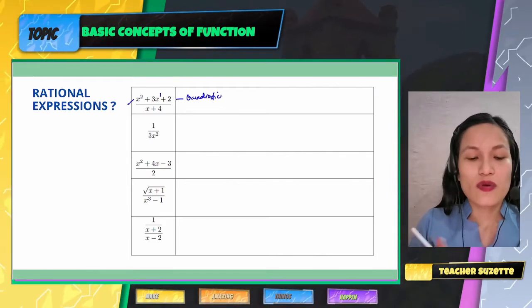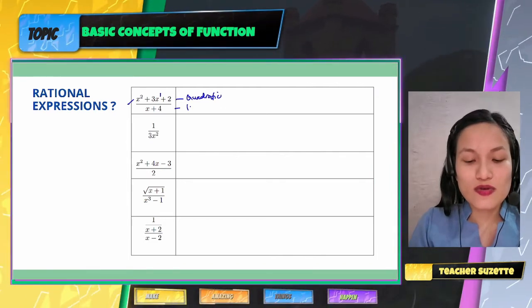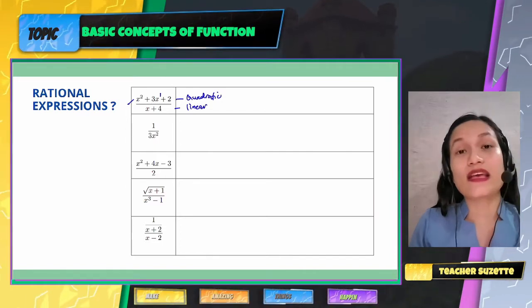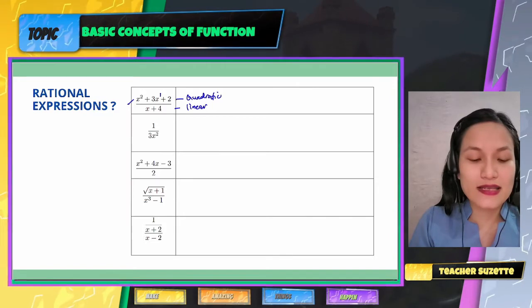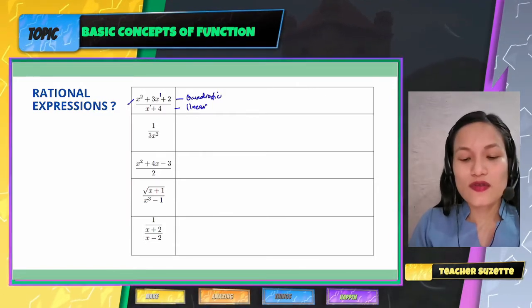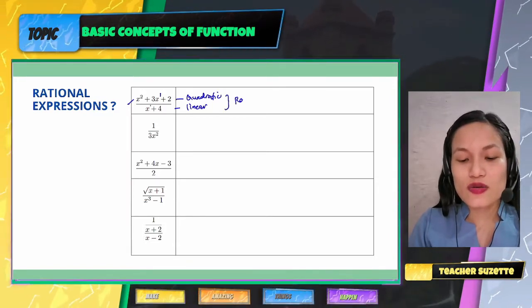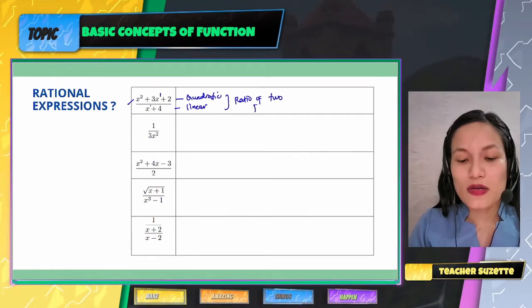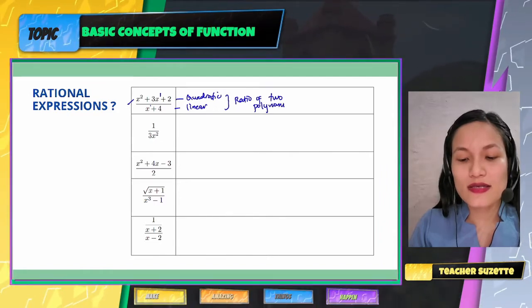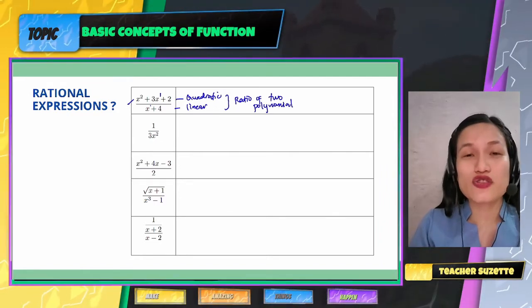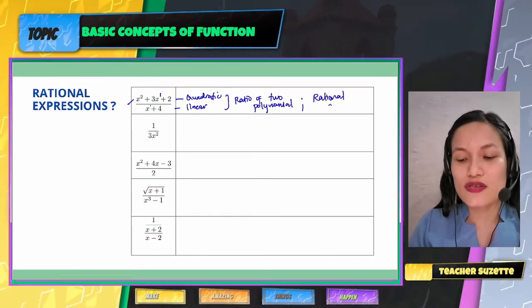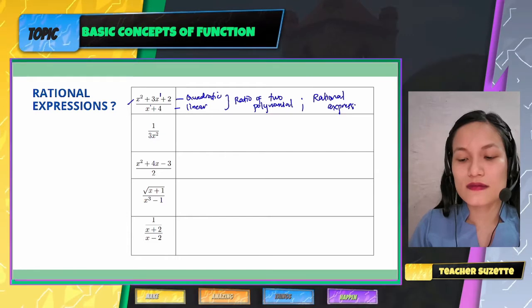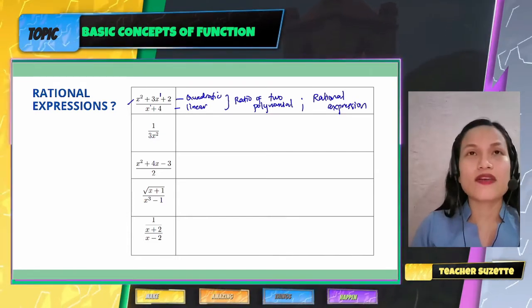While yung denominator natin is also a polynomial, specifically a linear expression where the highest degree of your x is 1. So therefore, this is a ratio of two polynomial. So we can say that this expression is definitely a rational expression. Next, punta naman tayo sa isa.